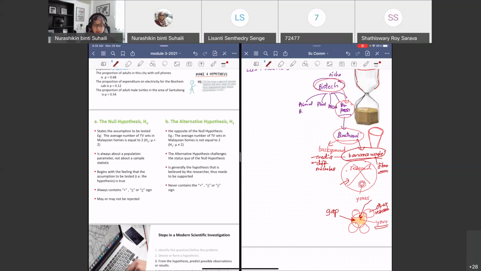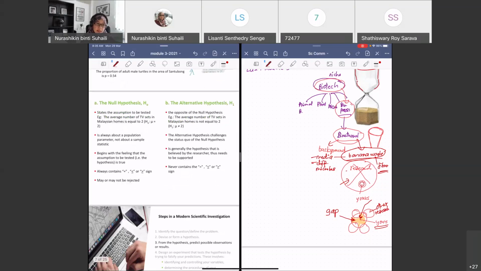The null hypothesis is also needed because in some cases it might be true. At the end, which hypothesis you accept is based on the experiment. Sometimes the null hypothesis may be true, sometimes the alternative hypothesis may be true. So that's why we have these two hypotheses.